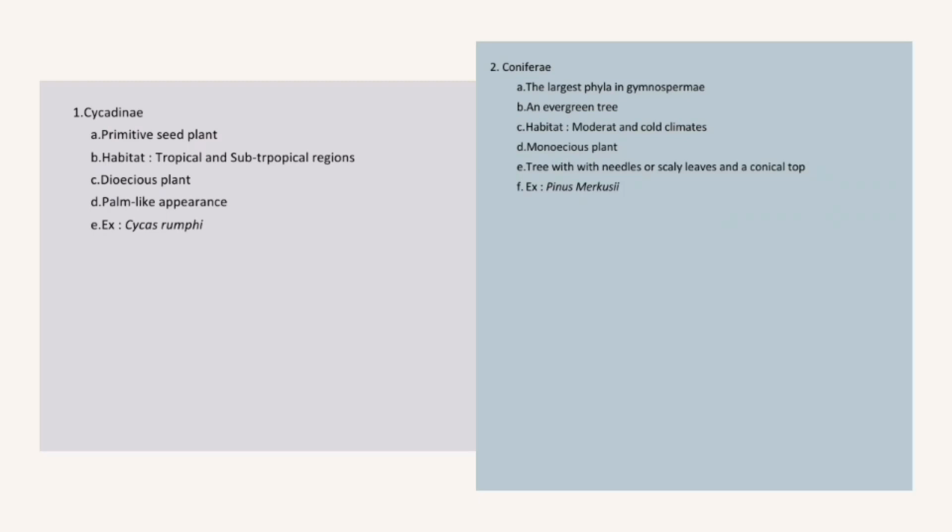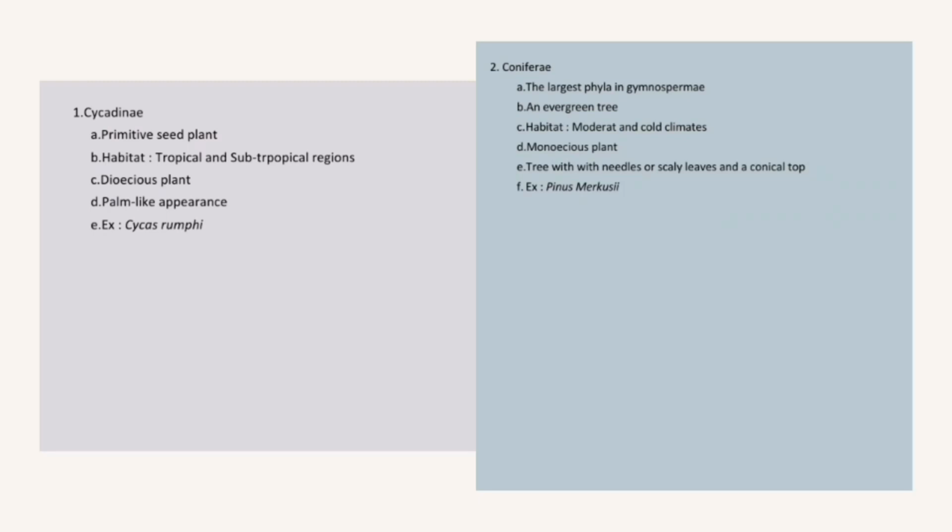And then Cycadinae is a dioecious plant. Dioecious plants mean that the male and female reproductive organs are on different plants. Development of micro and mega gametophytes takes place in cones that are apical. Wind was previously thought to be the major pollination mechanism of Cycadinae, but it has now been replaced by insect pollination.